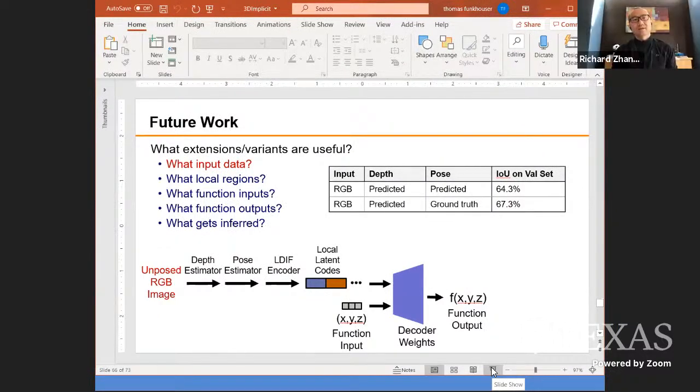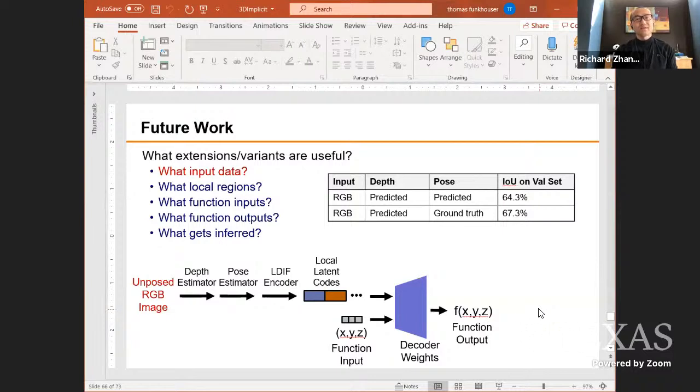Hey, Tom, great talk. My question may not be surprising. What's really amazing to me is that you kind of get this consistency for free.